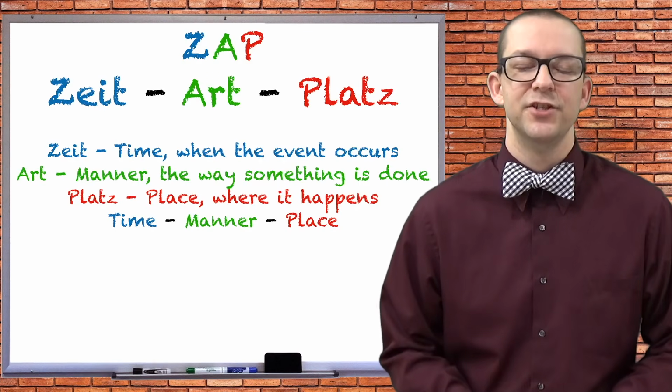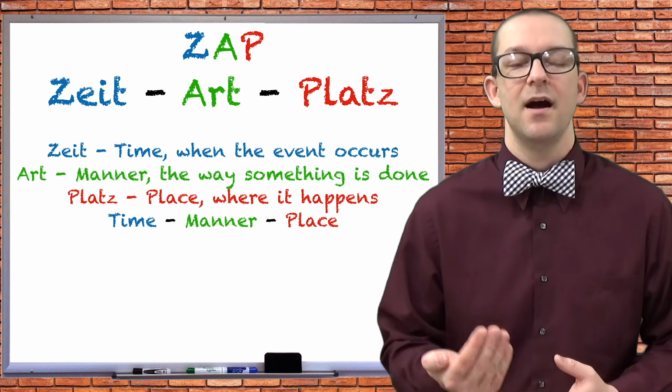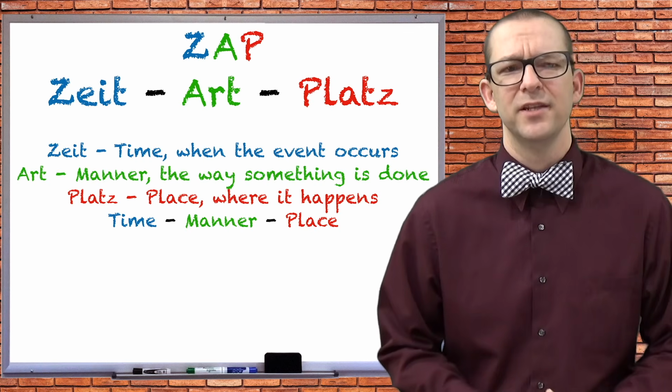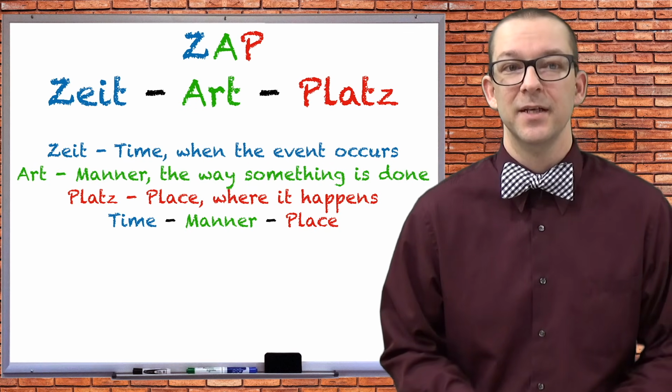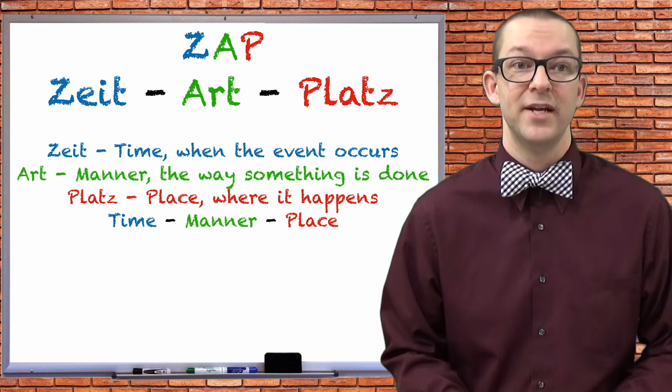Let's start with the abbreviation ZAP, Z-A-P. This stands for Zeit, Ort, Platz. We talked about the first one last week. It's time. Generally in a German sentence, the time thing will go before other bits of information.